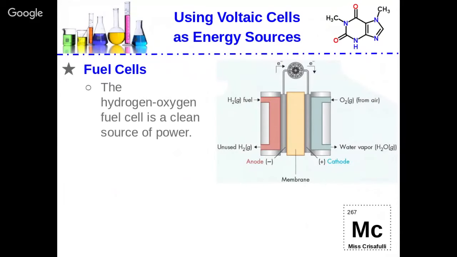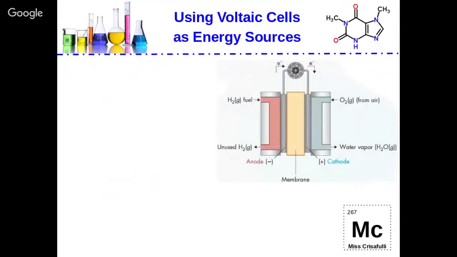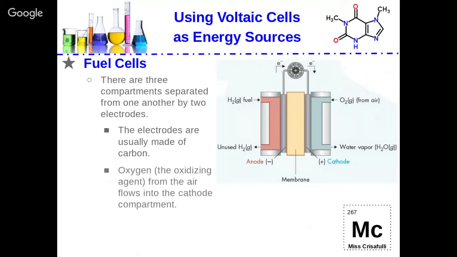The hydrogen-oxygen fuel cell is a clean source of power. The only product of the reaction is liquid water. Such cells can be used to fuel vehicles. There are 3 compartments separated from one another by 2 electrodes. The electrodes are usually made of carbon. Oxygen, the oxidizing agent from the air, flows into the cathode compartment, and hydrogen, the fuel, flows into the anode compartment.